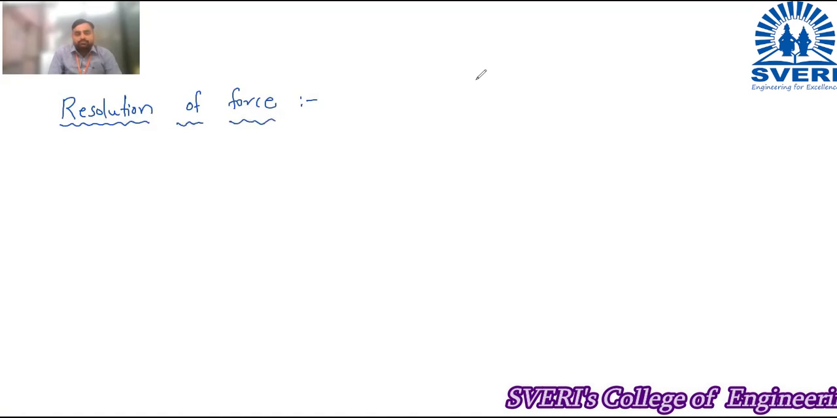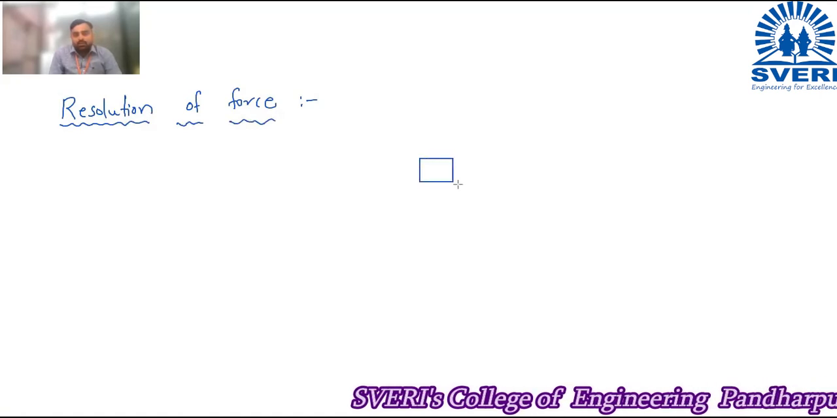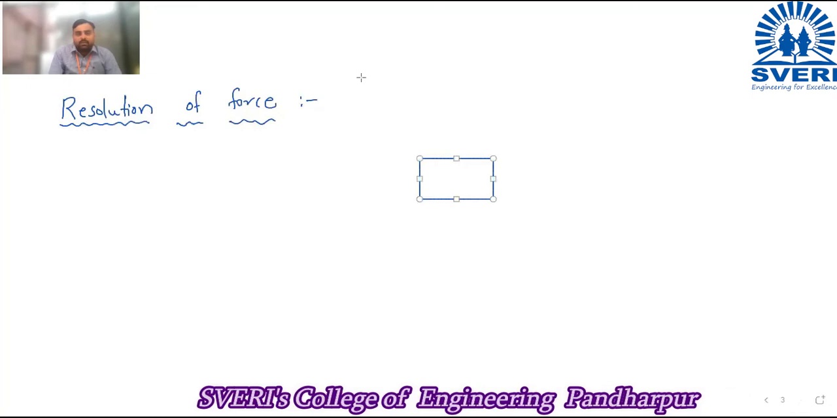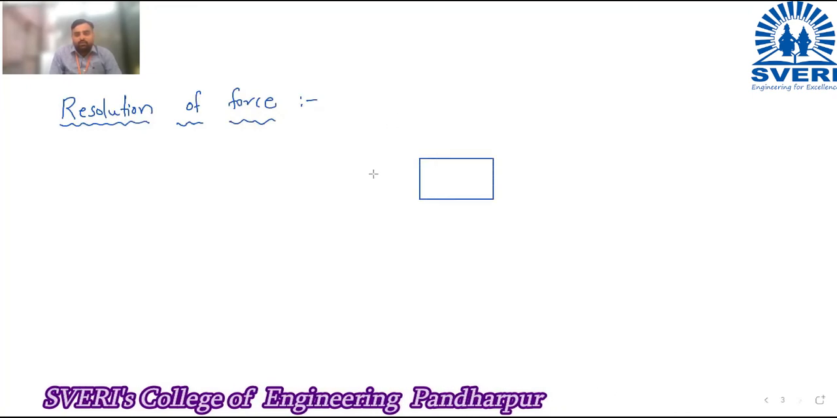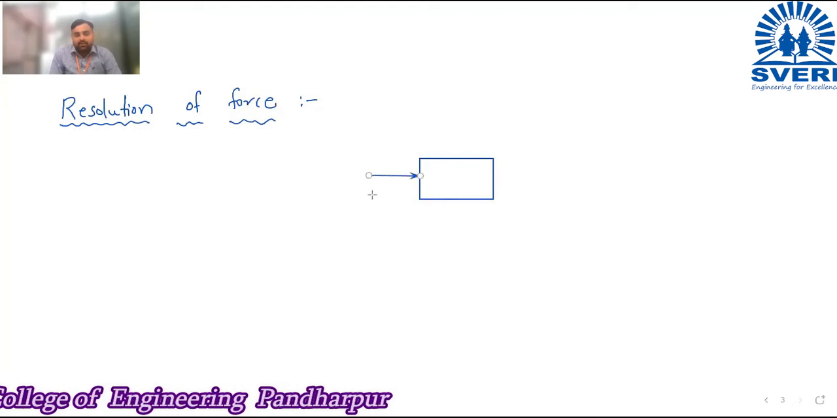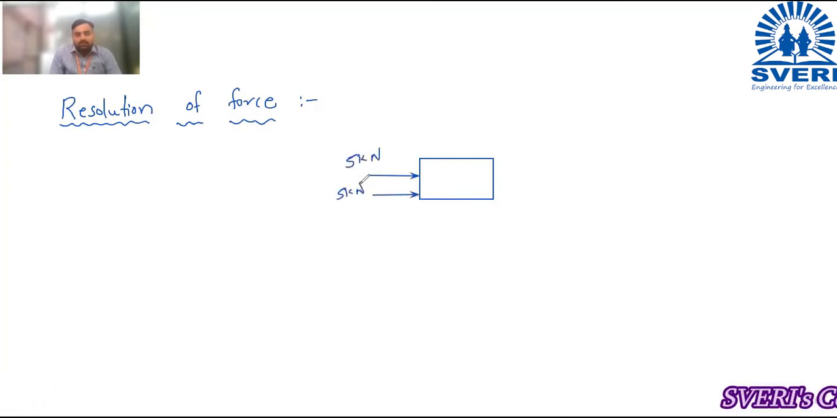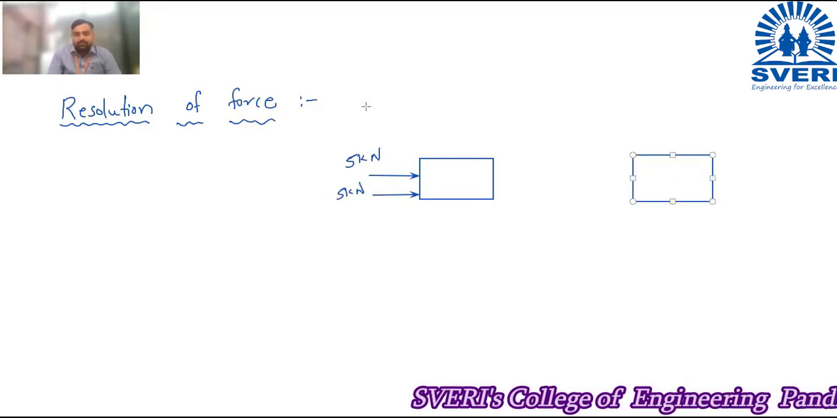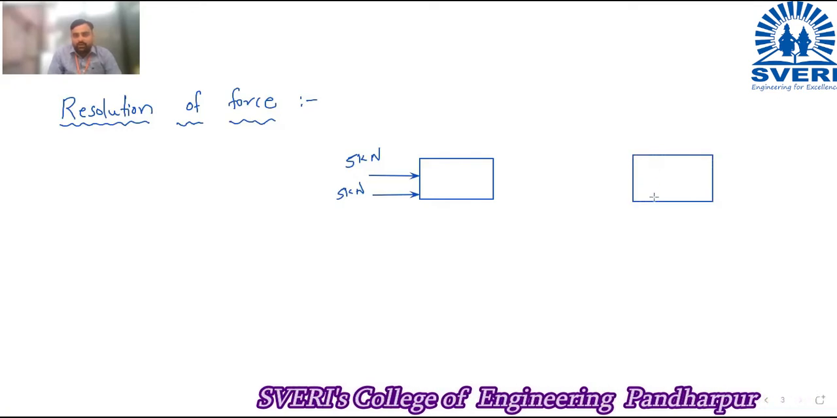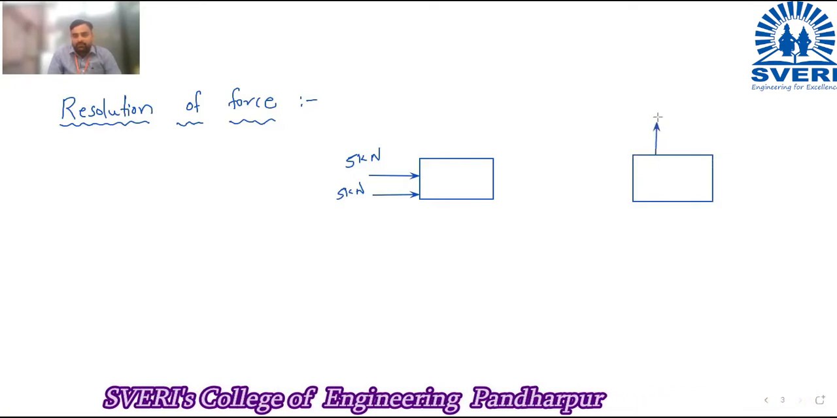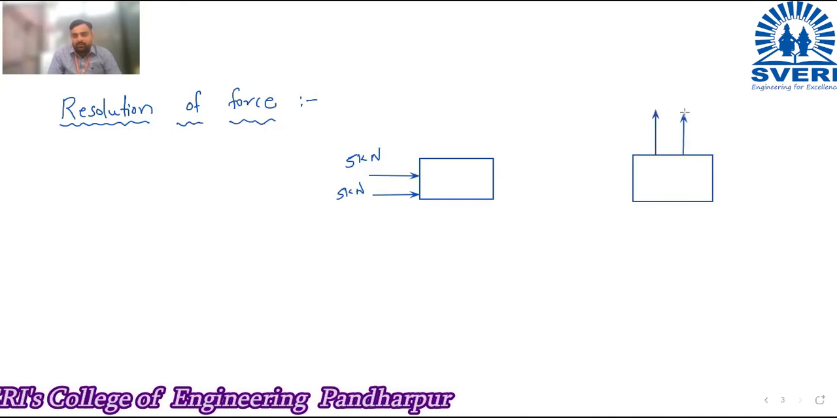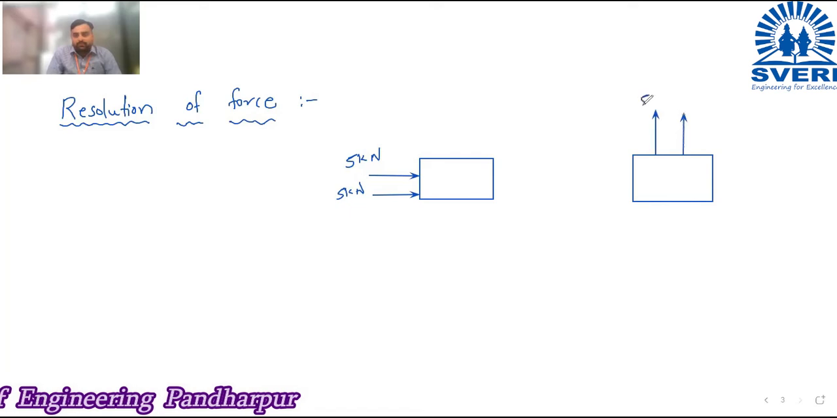Now suppose a block is there, okay, and if I tell you on this block two forces are acting, one is of 5 kilonewton, another is of 5 kilonewton, like this. Both of these forces are 5 kilonewton. One more case we will take. Suppose now the same box is there, but now on this box again two forces are acting in this way. These are the two forces which are acting on this block, and both of 5 kilonewton.